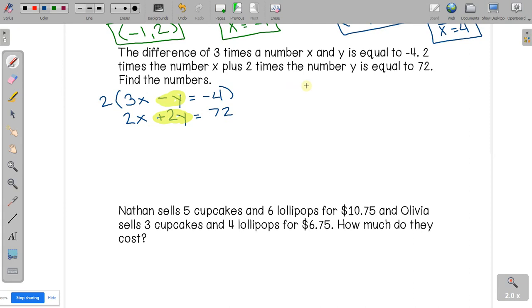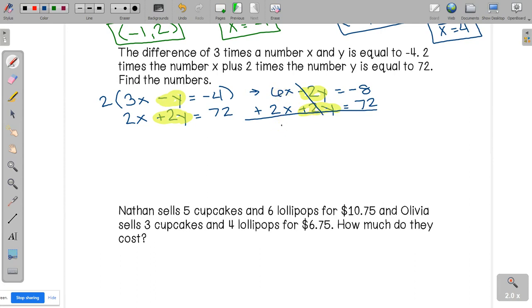So let's rewrite it. 2 times 3x is 6x. 2 times negative y is negative 2y, equals 2 times negative 4, negative 8. We write the bottom equation as is. Now, our y's have the same coefficient and opposite signs. So we are good to now eliminate. So add straight down, our y's cancel.